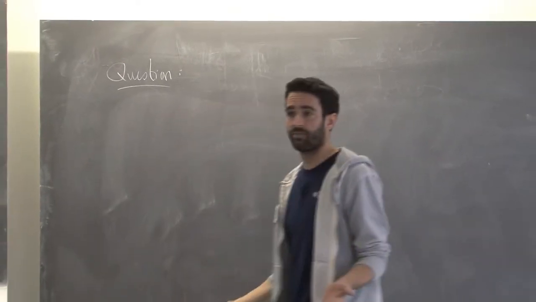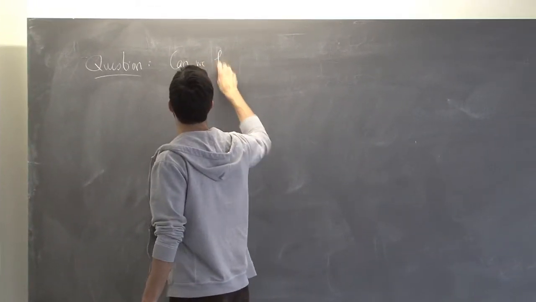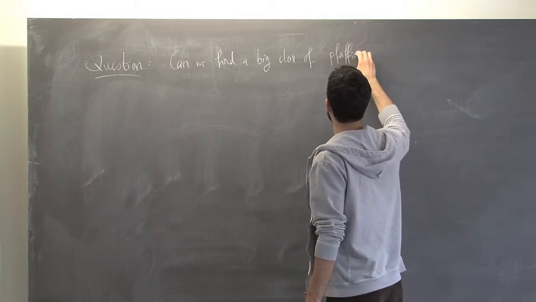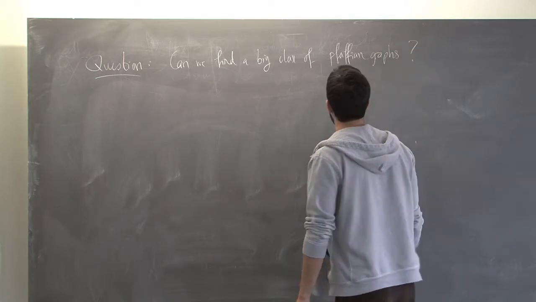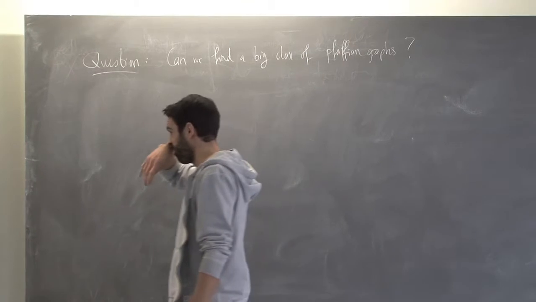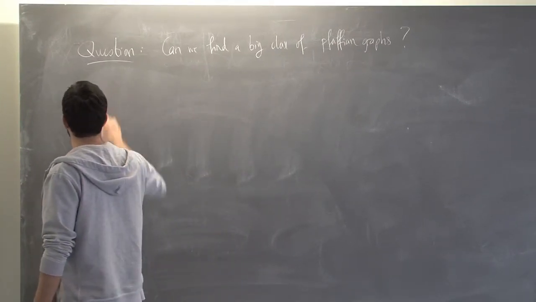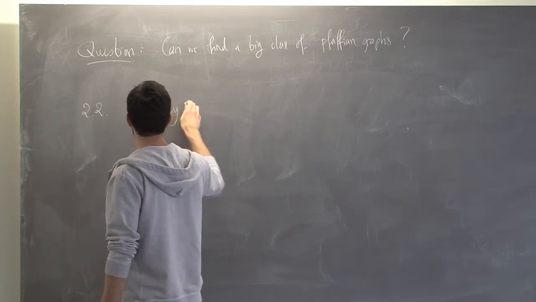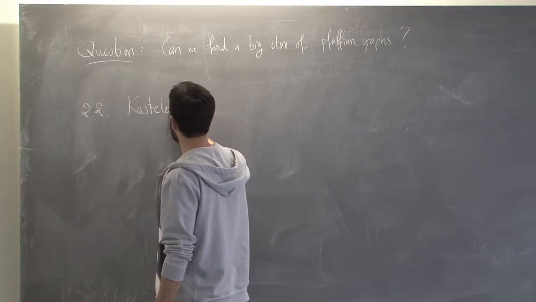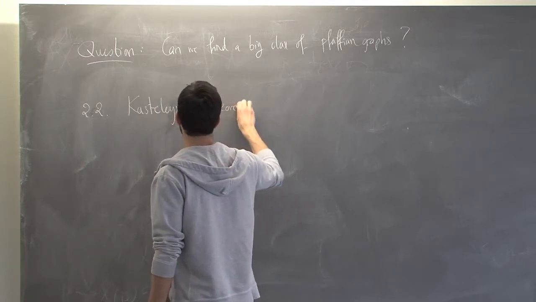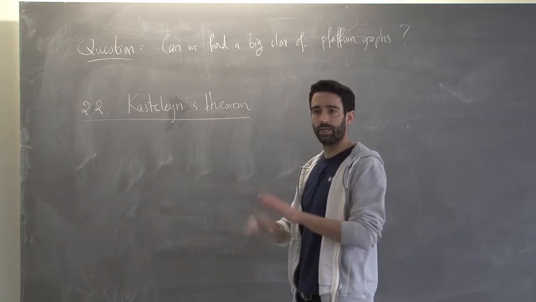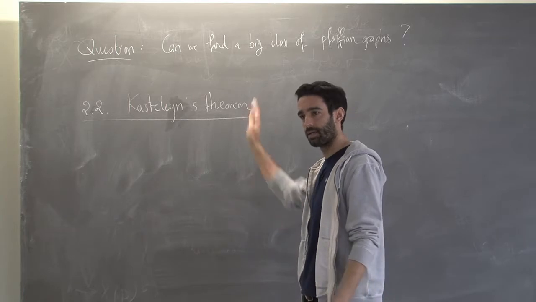So the question now is, can we find a big class of Pfaffian graphs? That's the subject of the next section, Kasteleyn's theorem. Again, note that until here, I'm still doing combinatorics. I'm still having an abstract graph. I never embedded my graph in anything. Okay? And now we'll start to embed graphs.